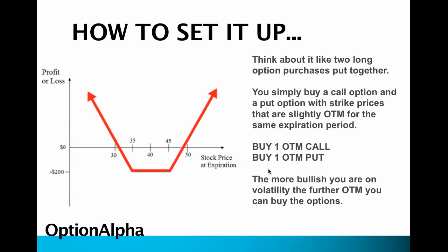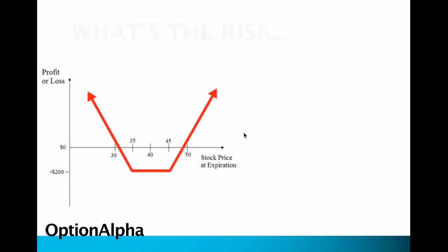The more bullish you are on volatility, the further out of the money you can buy these options. Now, when I say that we're going to buy these slightly out of the money, it doesn't mean you can't go out and buy options even further out at, let's say, 30 and 50. But the more bullish you are, you can buy these further out, and obviously the better risk reward or the better return on your money that you're going to get.